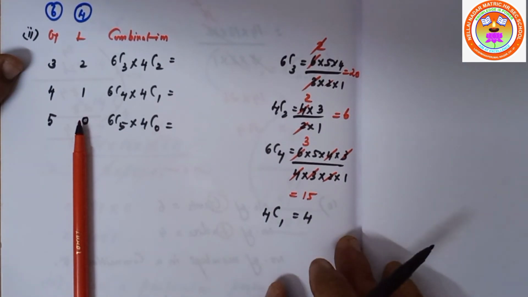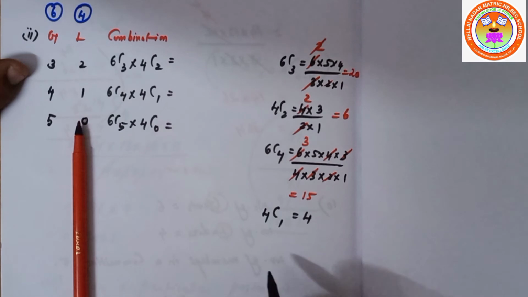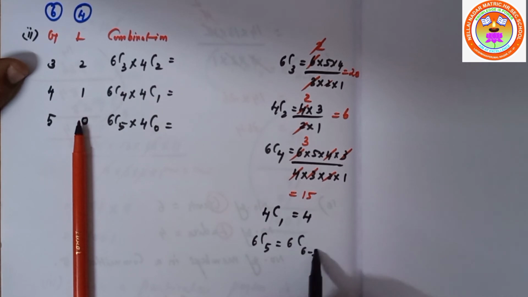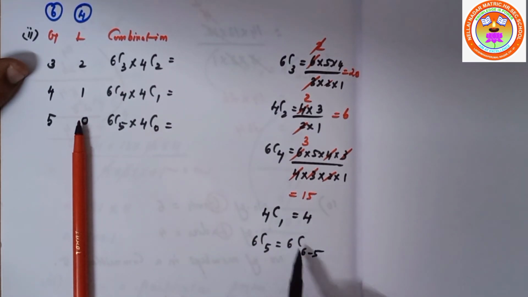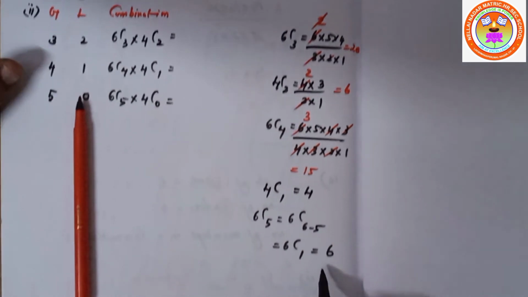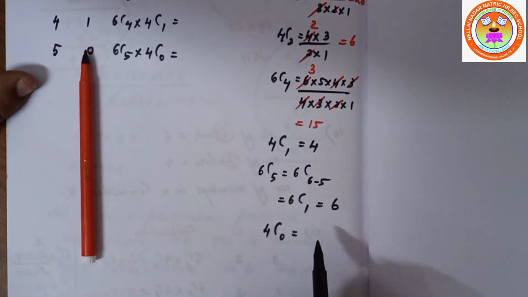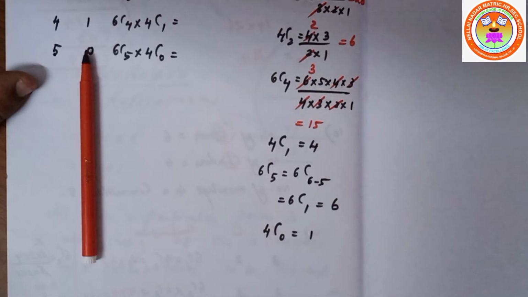Yes, nC1 is n. Then 6C5 is equal to 6C(6 minus 5), because nCr is equal to nC(n minus r). That is 6C1, 6 minus 5 that is equal to 1. 6C1 that is equal to 6 because nC1 is n. Finally 4C0 that is equal to 1 only because nC0 is 1.